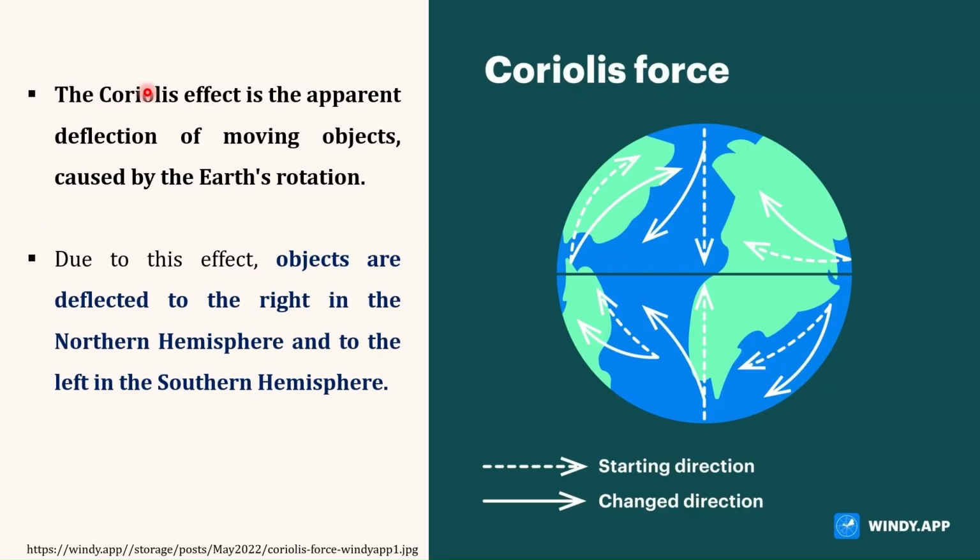Thus, the Coriolis effect is the apparent deflection of moving objects caused by the Earth's rotation. And due to this effect, objects are deflected to the right in the northern hemisphere and to the left in the southern hemisphere.